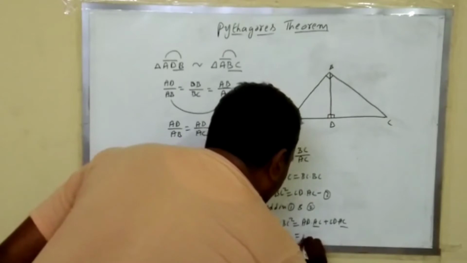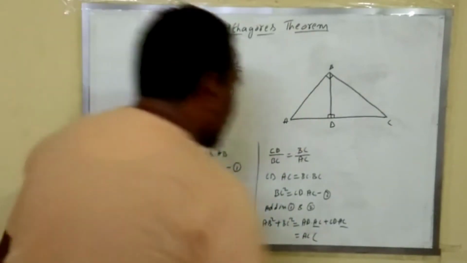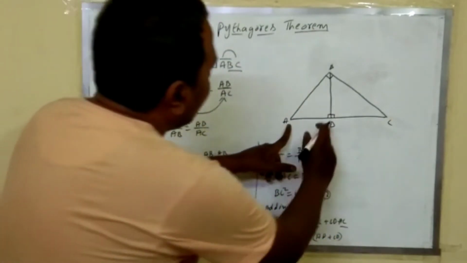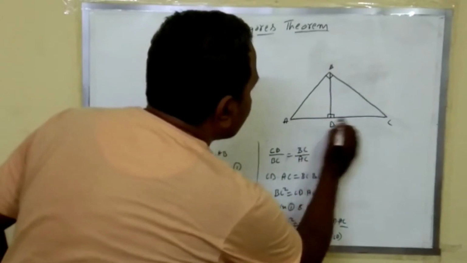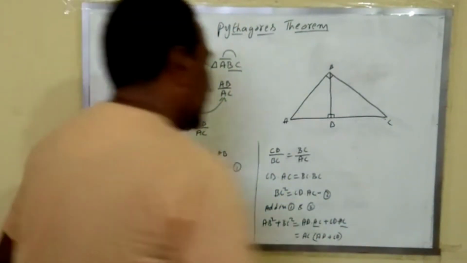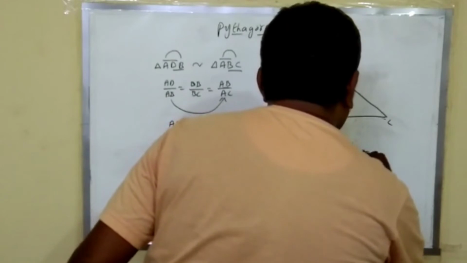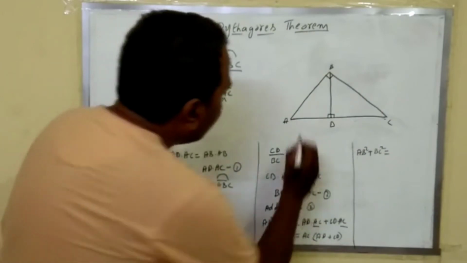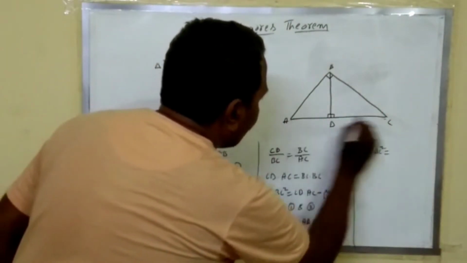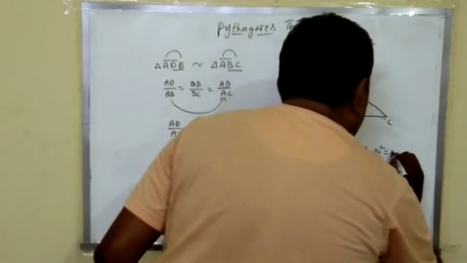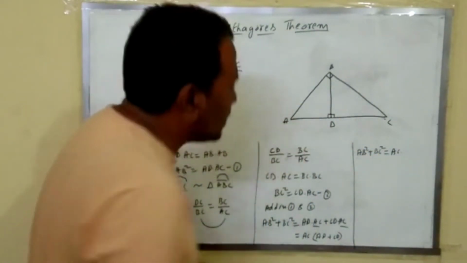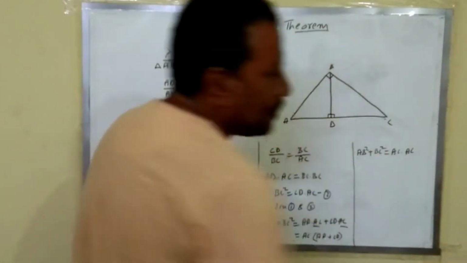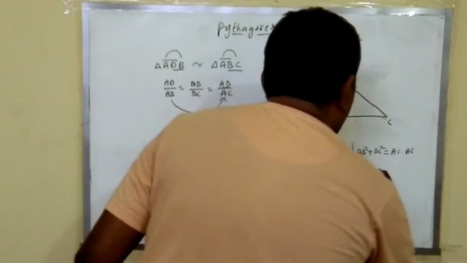AC. Take AC as common. So what do you get? AD plus CD. AD plus CD is equal to AC. So finally, what do you write? AB square plus BC square is equal to AC into, in place of this, again I have to write AC. So AC into AC is AC square.